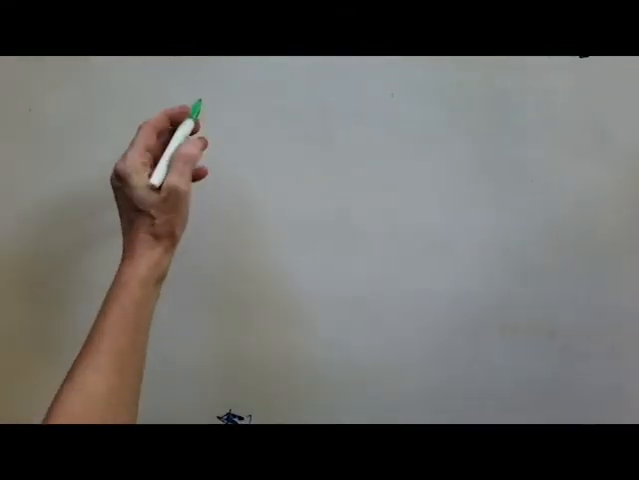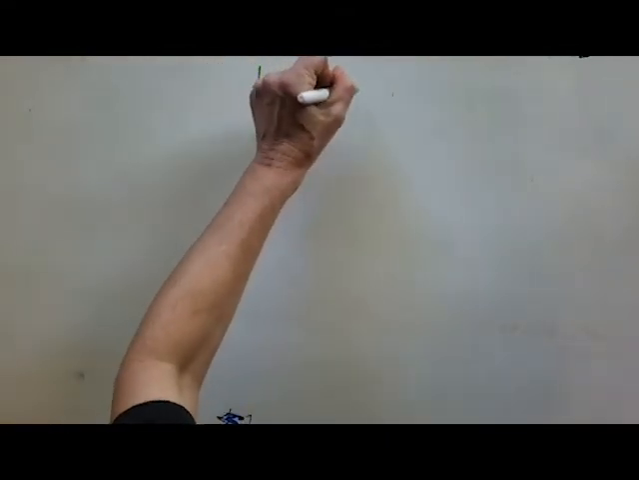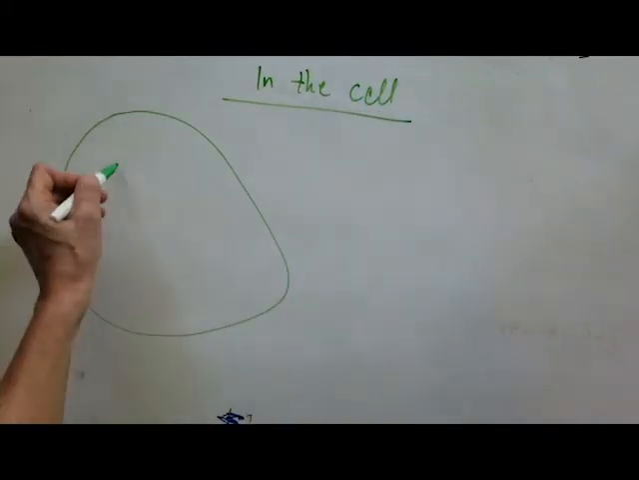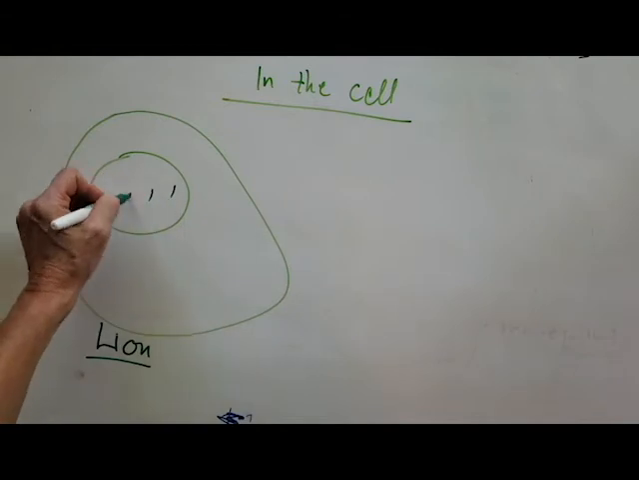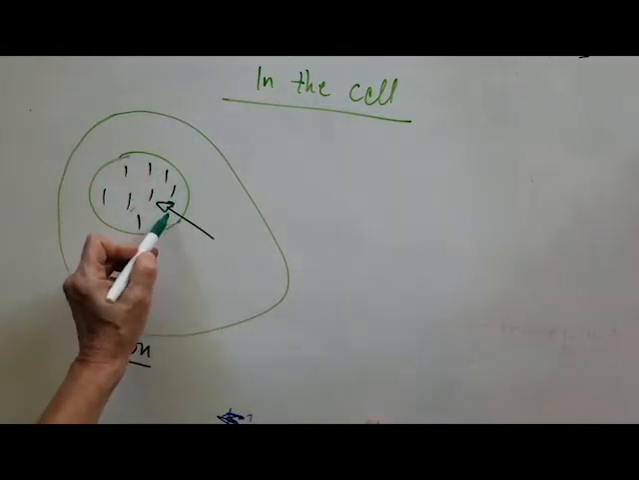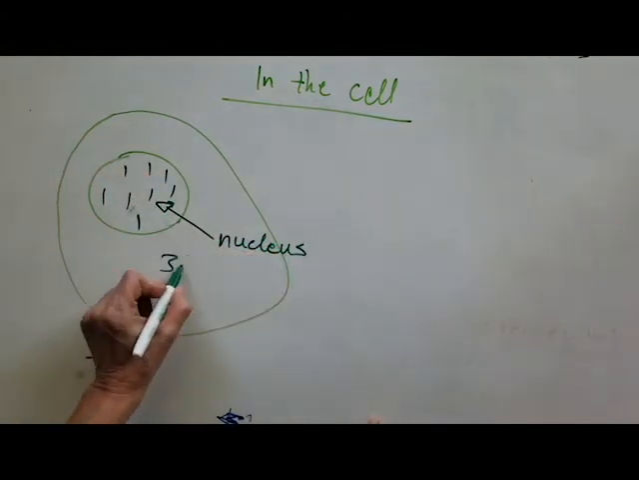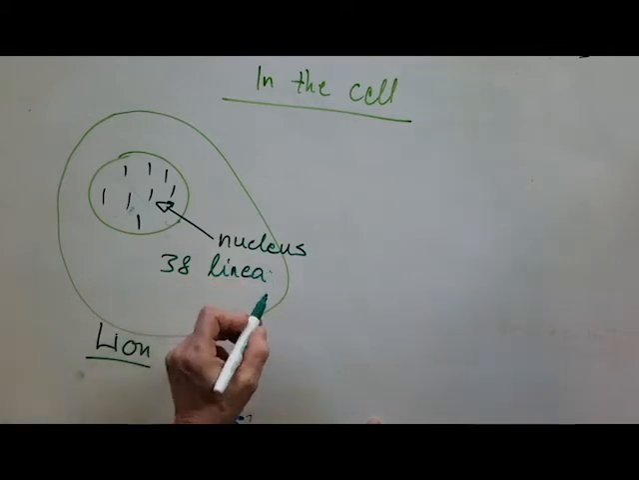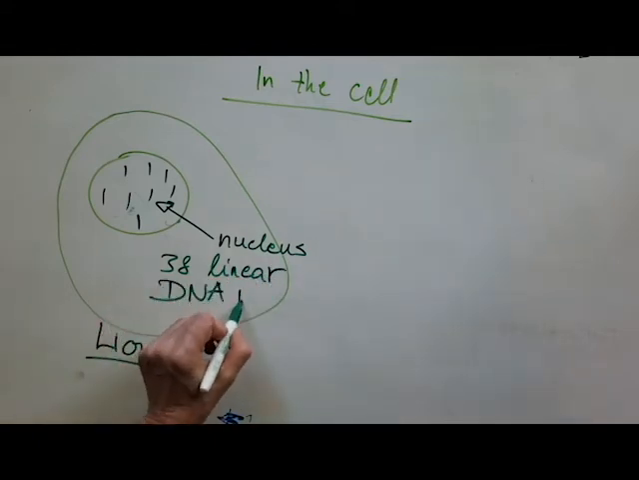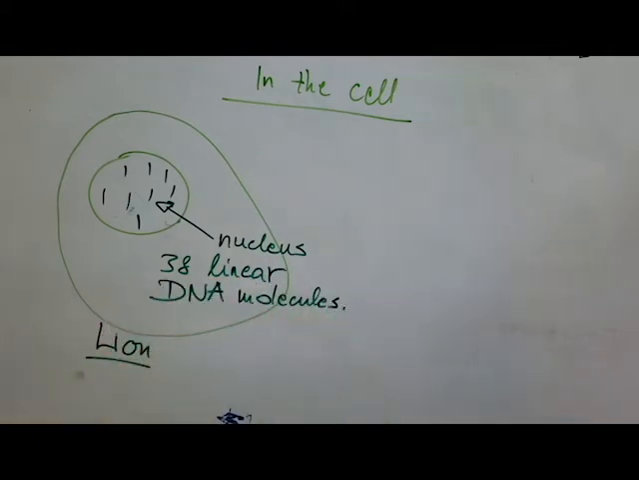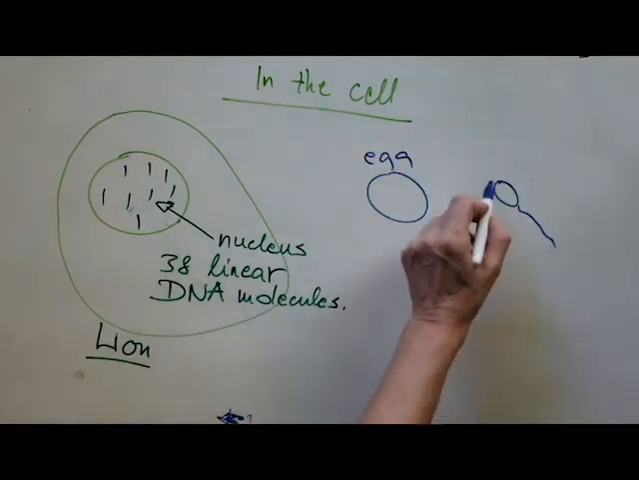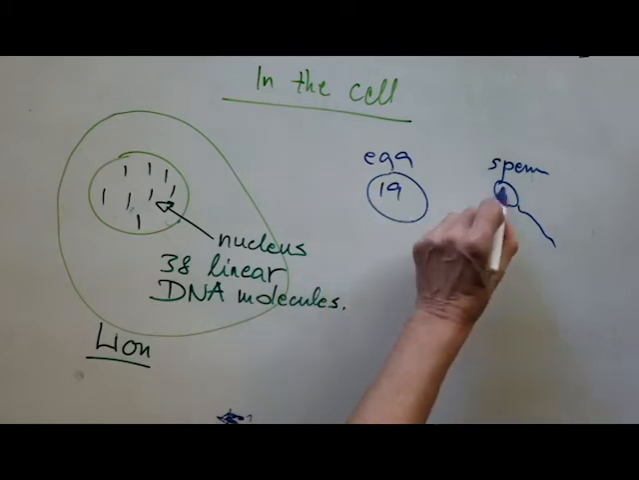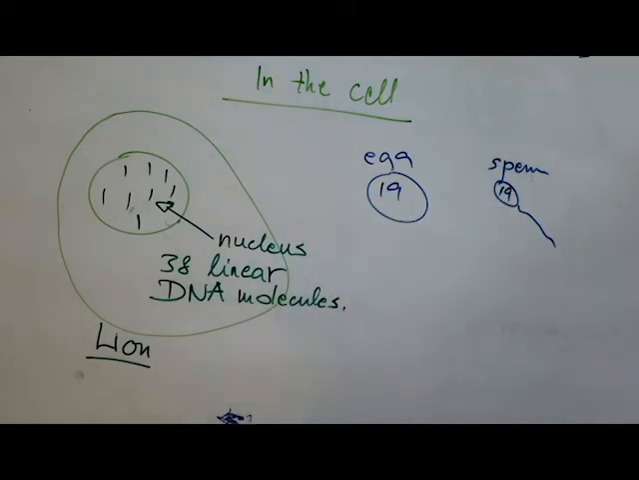Now get into the cell. This is the lion cell. It has the nucleus, and in the nucleus we have 38 linear DNA molecules. This is a body cell. It's a little bit different in the sex cells. In the egg and the sperm, it's only 19 DNA molecules.